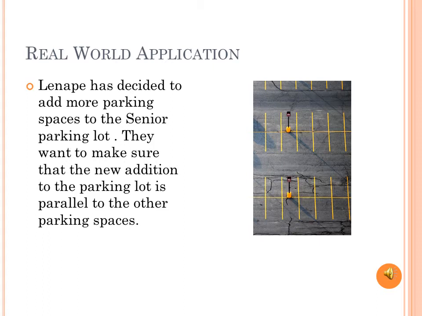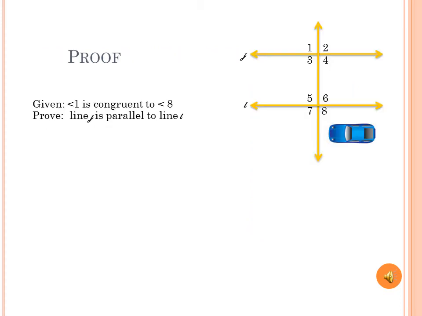Now in the real-world application. Lenape has decided to add more parking spaces to the senior parking lot. They want to make sure that the new addition to the parking lot is parallel to the other parking spaces. Time for another proof. The given will be angle 1 is congruent to angle 8. Let's prove that lines J and L are parallel.